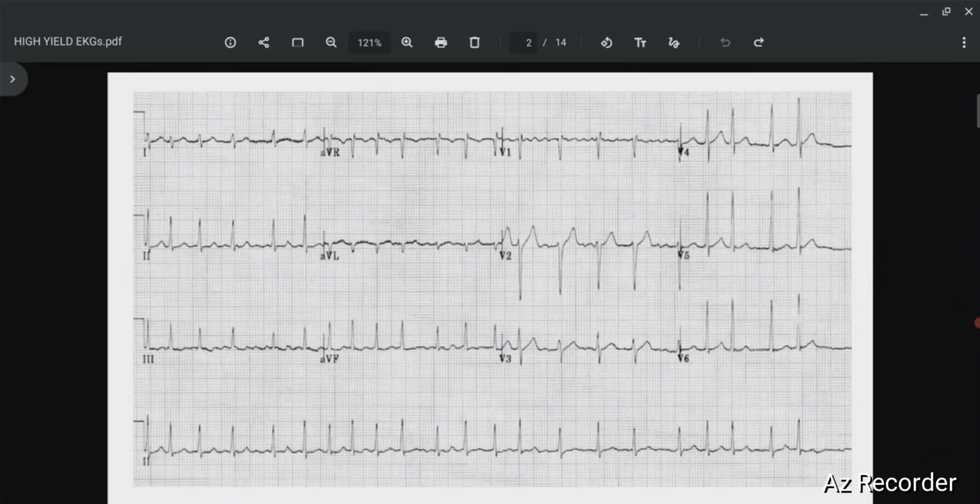Okay, first trick. Before seeing anything else, just try to see the rhythm of the ECG. How do you see the rhythm? You just count the big boxes present between your QRS complexes.